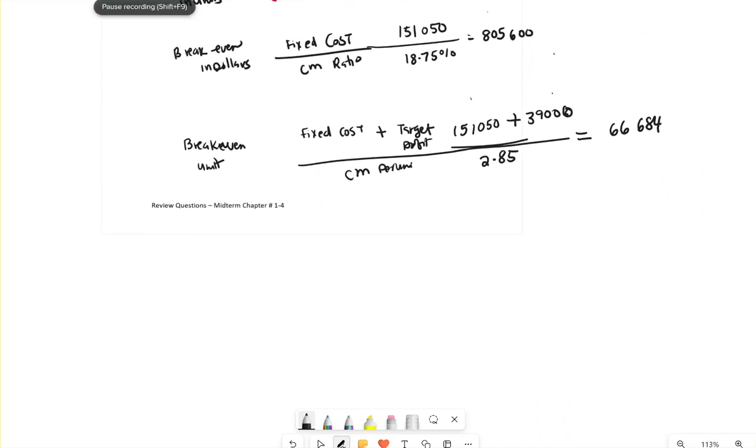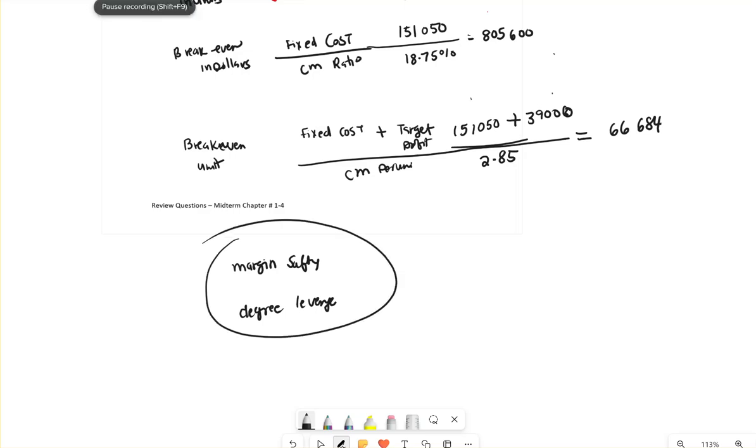The other things we talked about in this chapter were margin of safety and degree of leverage. You needed to learn those. So if you are in my class and you will be doing a test, you needed to learn these two concepts too. Those are the only two concepts we did not cover in this review, but it's your job to cover them. If you have questions, you could send me an email or reply or send me a message underneath the video so that I can answer those questions.